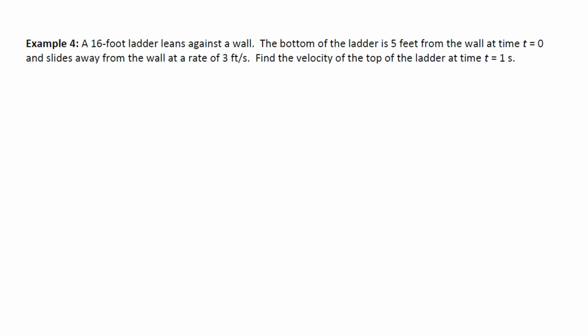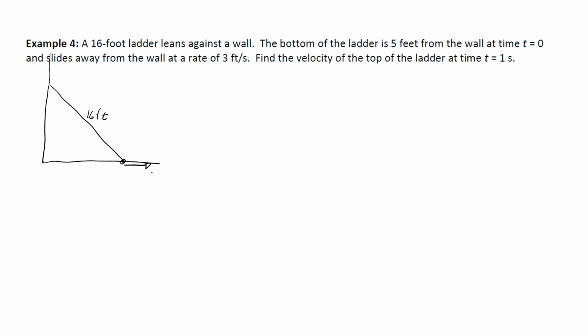This is another fantastic problem that's pretty classic. It says a 16-foot ladder is leaning against the wall. So I'm going to start off right away by drawing a wall right here with a ladder leaning against it. All right, this ladder is 16 feet. That is static and not moving. It's not changing. It says the bottom of the ladder is 5 feet from the wall at time t equals 0, and it begins to slide away from the wall at a rate of 3 feet per second.